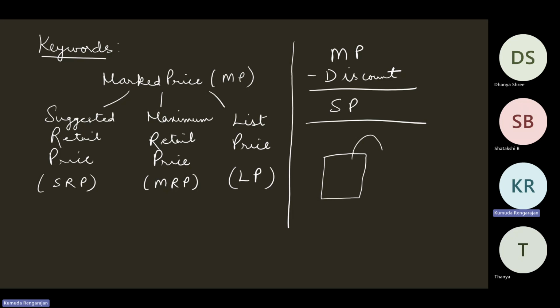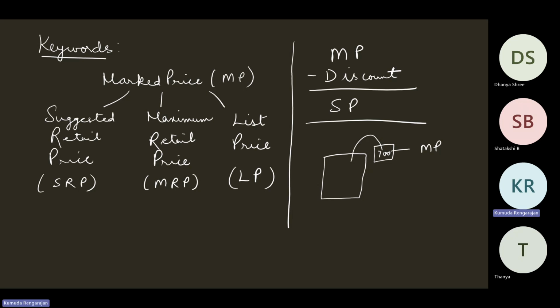So you visit a store and you pick a shirt and you see the tag on it. You want to know the price of the shirt. The tag says, say, 700 rupees. That tag represents the marked price. The price on the tag is the marked price, or the suggested retail price, or maximum retail price, or the list price.